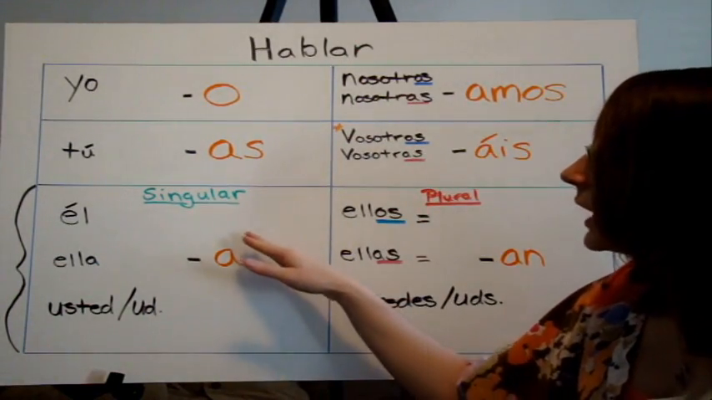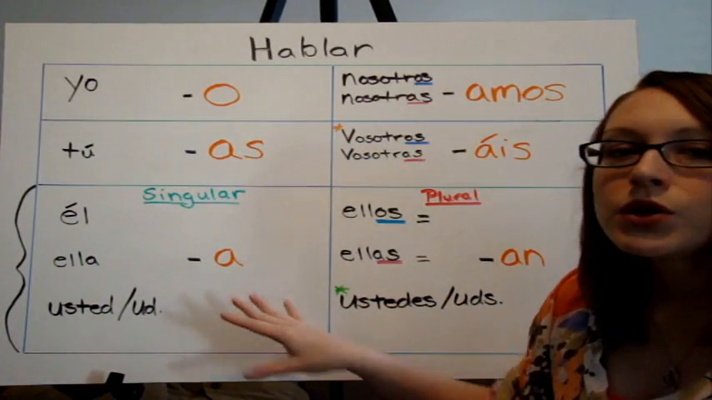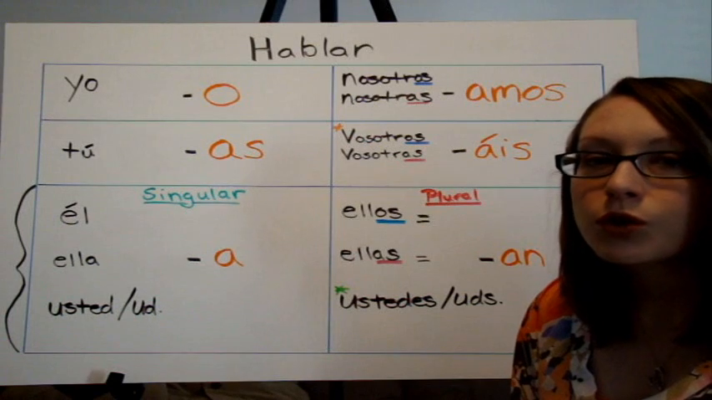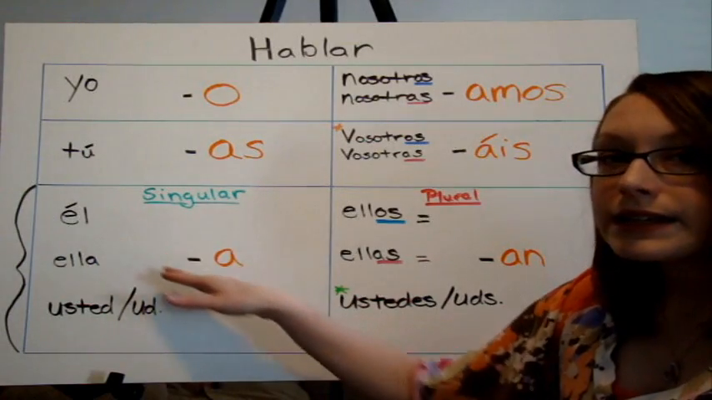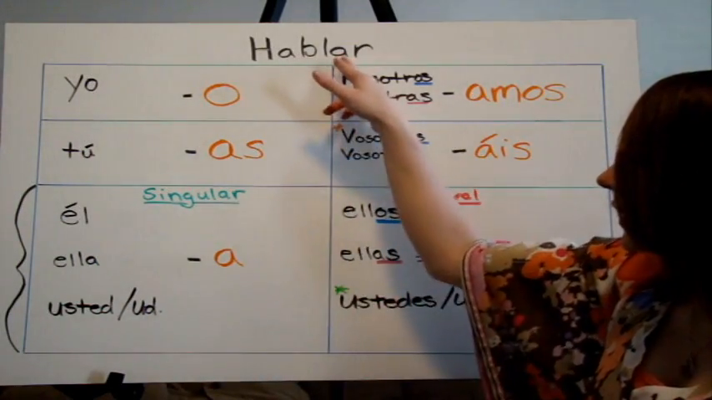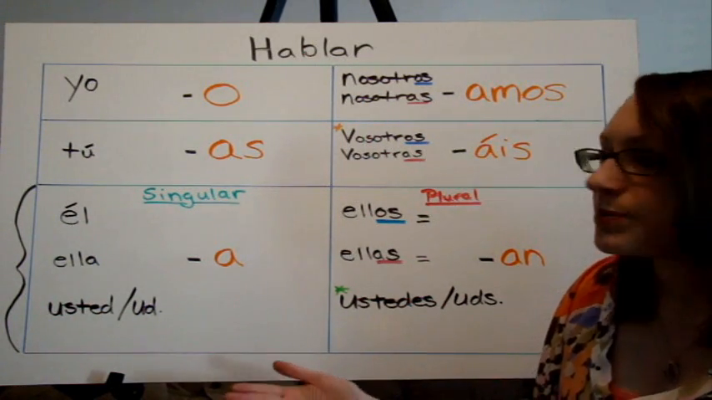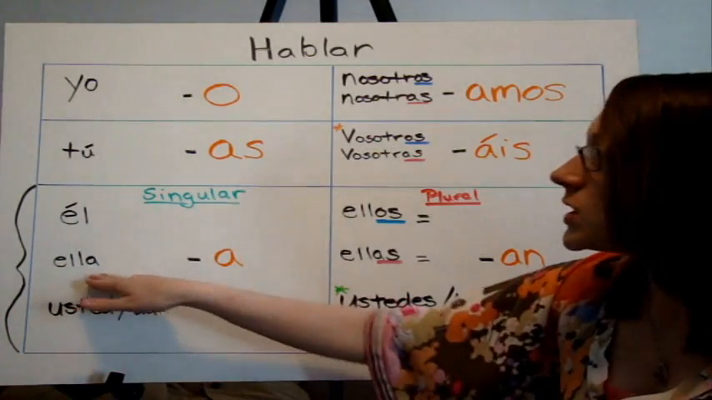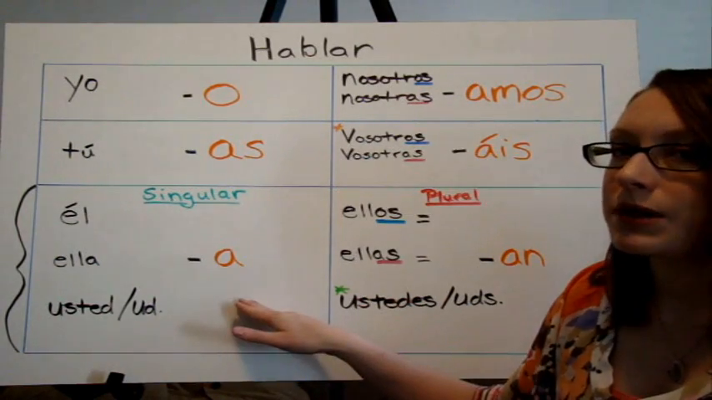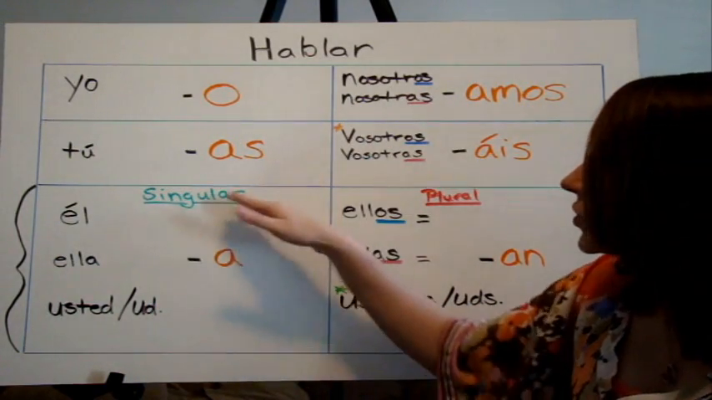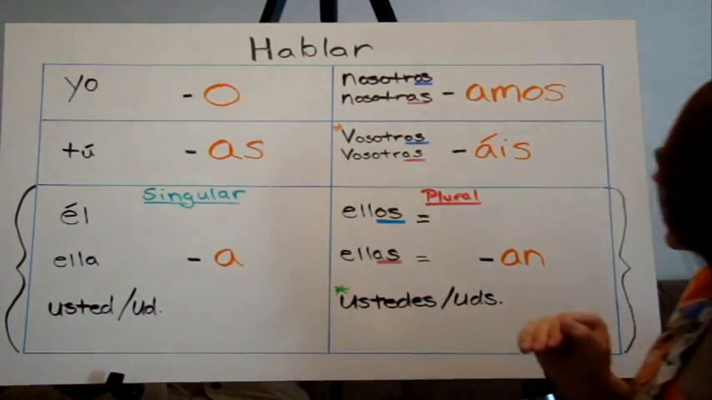And then you have the singular box, which represents él, ella, and usted. Anytime you are going to refer to a singular person, you are going to use this box right here. So if you wanted to say he speaks or he talks, you're going to take off the AR and then add the A for habla. Or you could say él habla, he speaks. But habla also means she speaks. Ella habla. And then also for usted habla, you formally speak. So all these three pronouns have the same conjugation ending. Makes it a little simple.